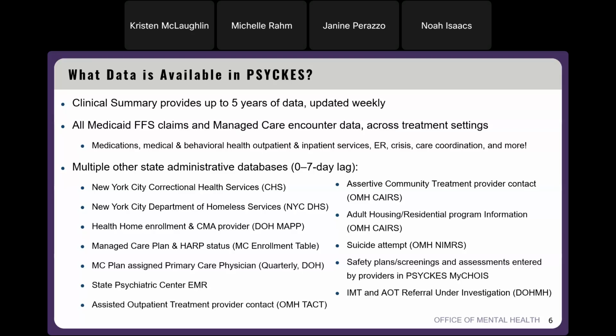We also have health home enrollment and care management agency provider information, and that health home enrollment is also including a contact. So we're all about trying to make those connections for care coordination, and that's something that you're going to see at the very top of the clinical summary. We also have the managed care plan and HARP status, managed care plan assigned PCP. We also integrate the State Psychiatric Center EMR data directly into PSYCKES. We also have information coming from TACT for AOT provider information, as well as ACT coming from CARES. We also have adult housing and residential program information.